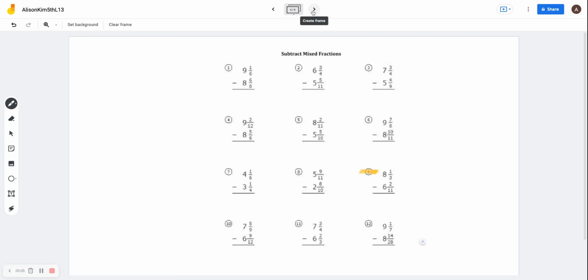Sorry. Now we're going to be subtracting mixed fractions. There are two ways to solve this. One way would be turning the mixed fractions into improper fractions, and then finding the LCM of the denominators and then subtracting. Or there's an easier way of just doing fraction minus fraction and then whole number minus whole number.